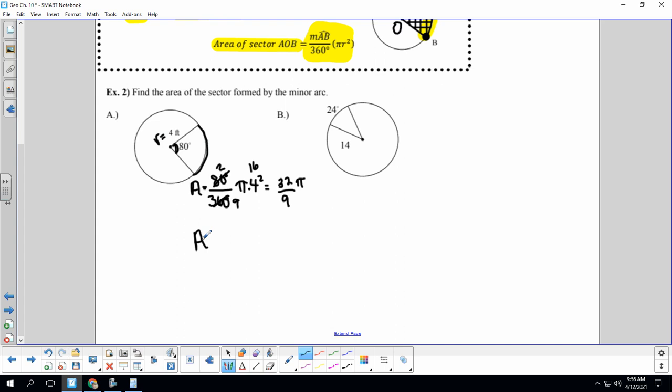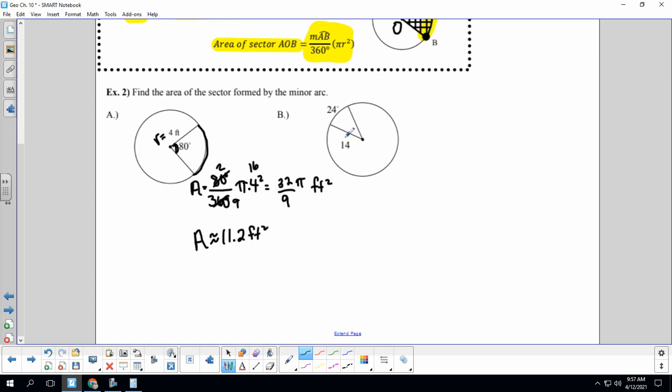So you may be asked to leave your answer in terms of pi without multiplying the pi through, or we may have to multiply, so 32 pi divided by 9, and our calculator gives approximately 11.2 square feet. This is also square feet.